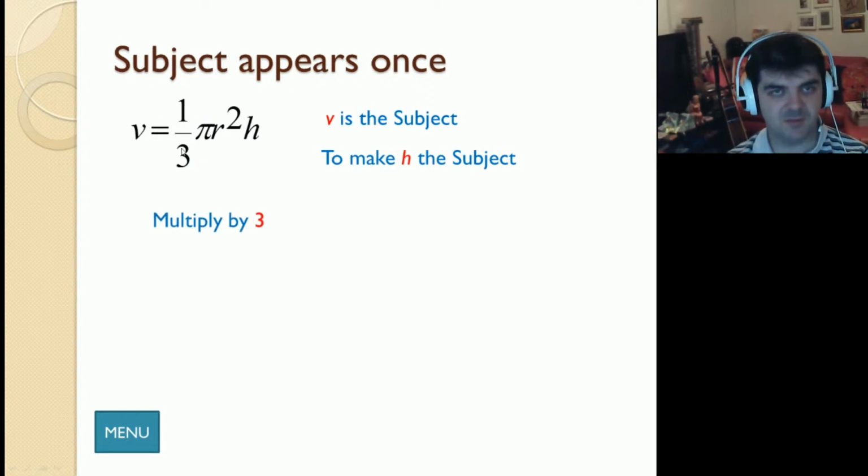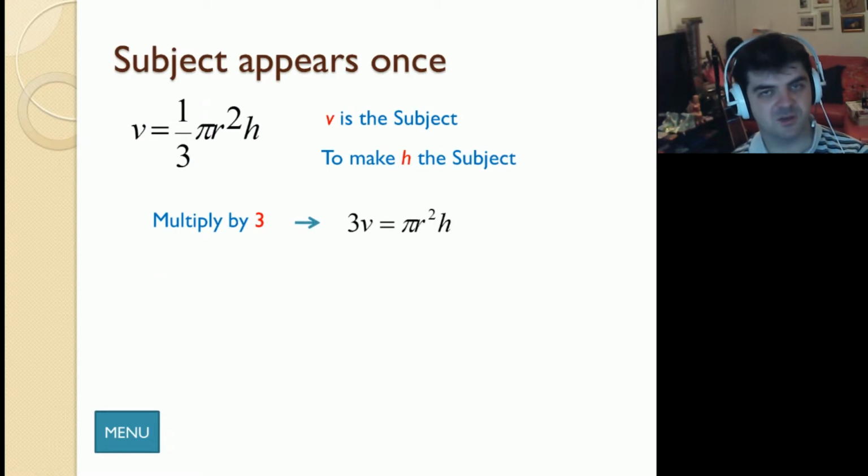I've got a third here. If I move the divided by 3 or the third over the other side, it does the opposite of what I was doing beforehand. So I'll multiply by the 3 instead of dividing by the 3. And that would give me 3V equals pi r squared h.